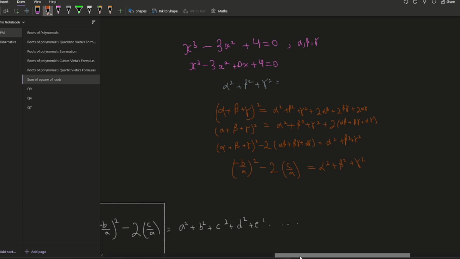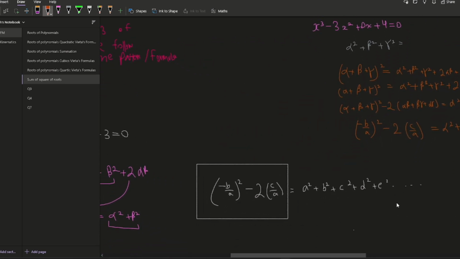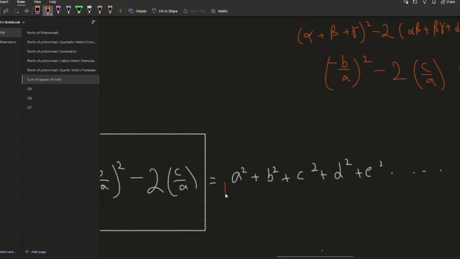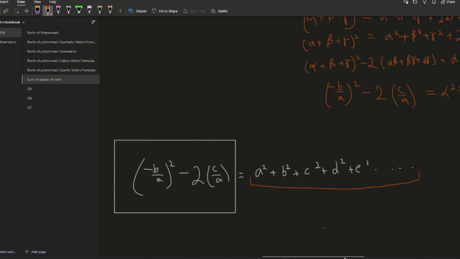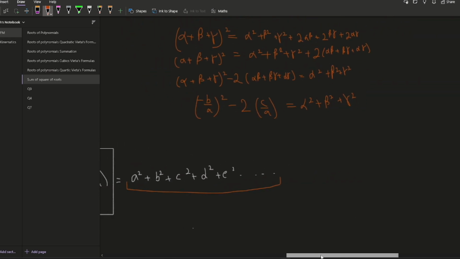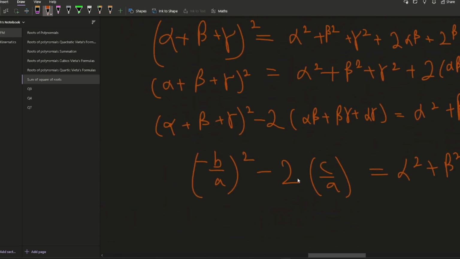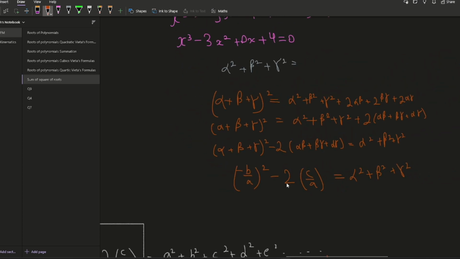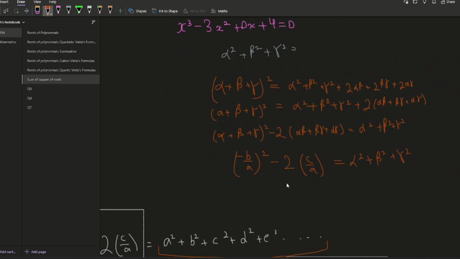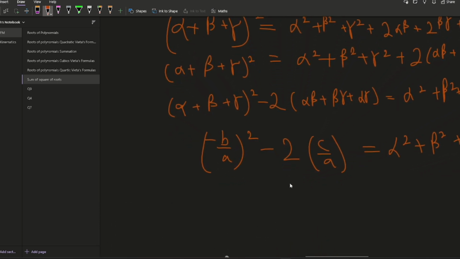This is what I explained here. No matter what, if the equation is following this pattern, a square plus b square plus c square plus d square plus e square and so on, to find the sum of squares of roots, we will just use this formula: minus b over a, squared, minus 2 multiplied by c over a.